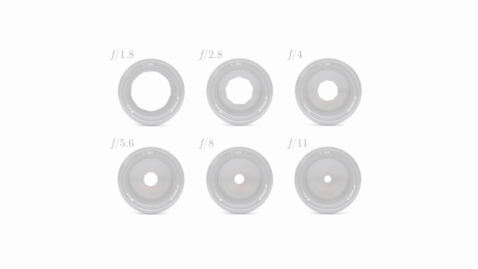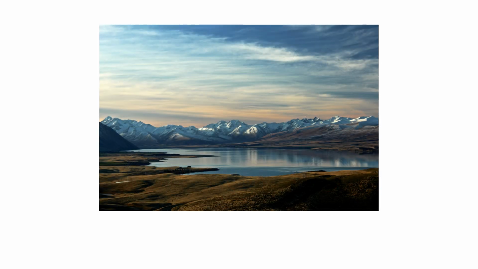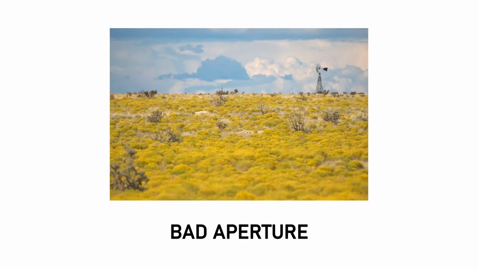The higher the number means that less light is allowed to enter the lens, which in turn makes your background much sharper. This is best for when you're shooting landscapes because you want everything to be in focus. You don't want the tree to be in focus and the rock there to be out of focus.